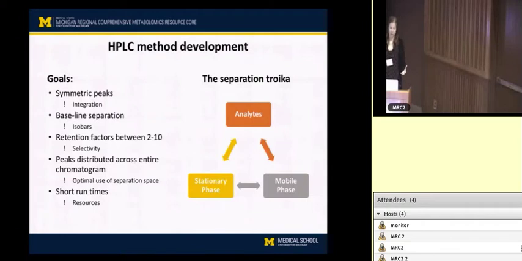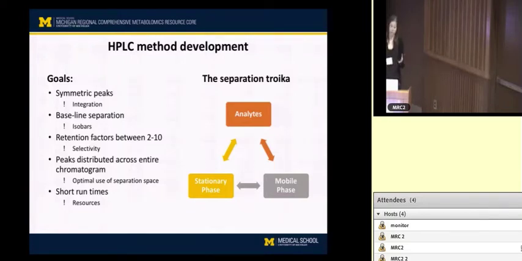That brings me to the next point. We want baseline separation of all our analytes, especially when we're dealing with mass spec. We want baseline separation of isobaric compounds, because those are the ones that we can't distinguish doing mass spec.